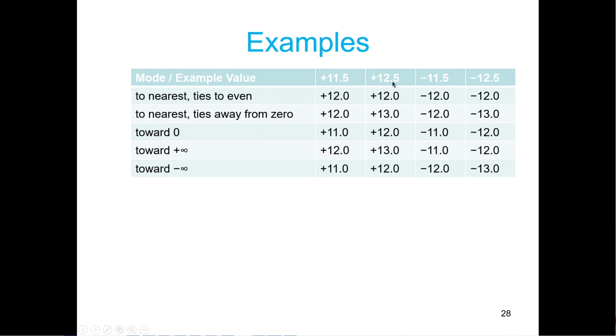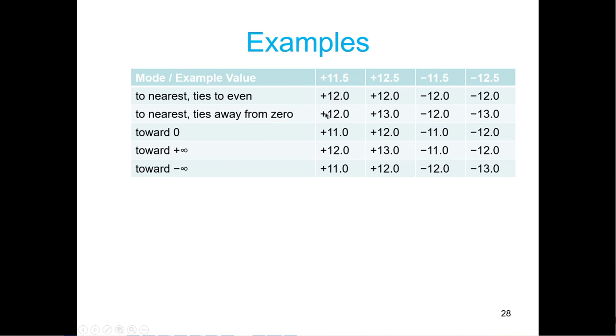Now, if we were 12.5, we'd go down to 12. If we have minus 11.5, we go up to 12. If we have minus 12.5, we go down to 12. The ties go to the even value.